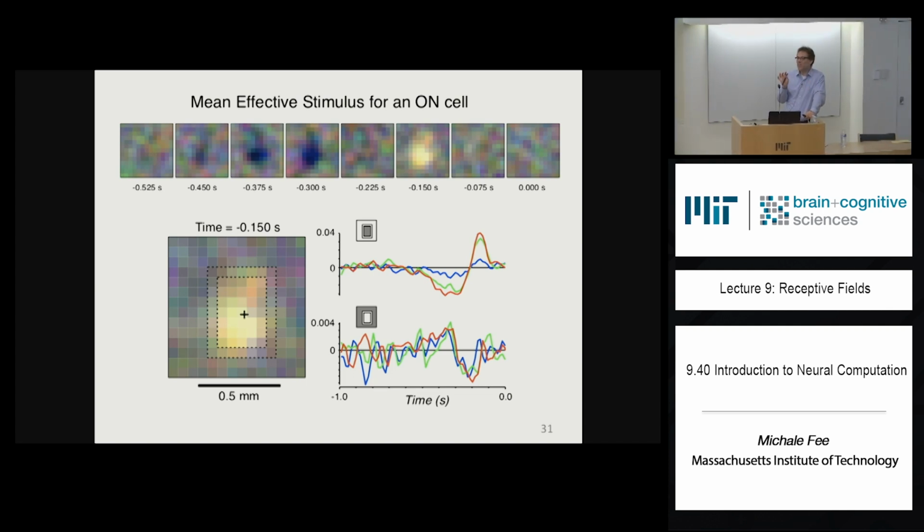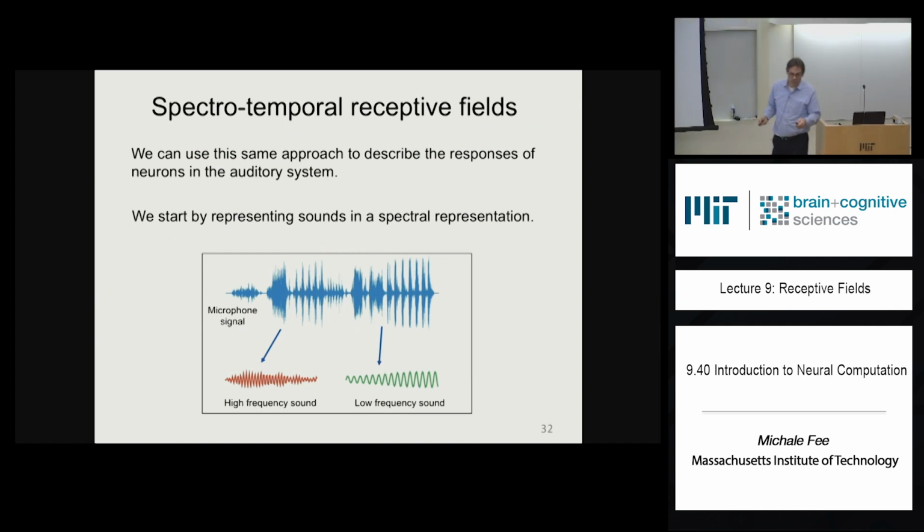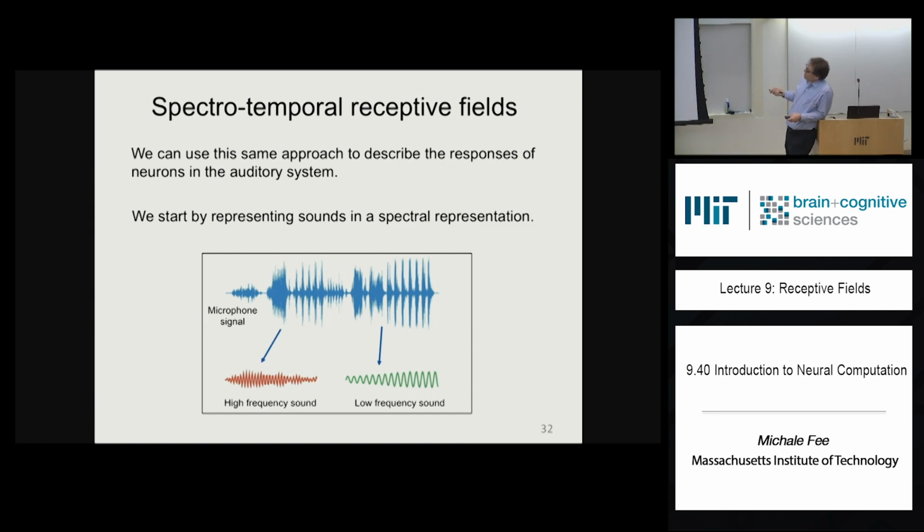Let's take a look at using this same method for finding receptive fields in the auditory system. We're going to talk briefly, and we're going to come back to spectral analysis and spectral processing of signals in a couple lectures, but let me just introduce some of the basic ideas. So we're going to talk about the idea of a spectral representation of a sound.